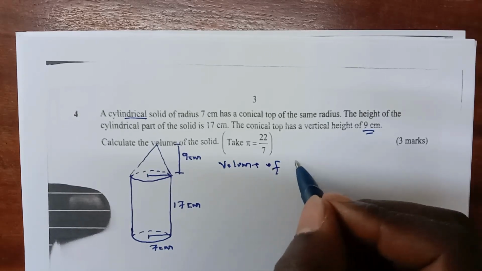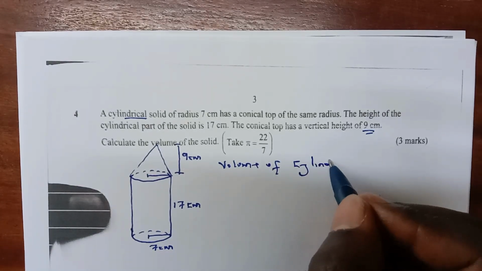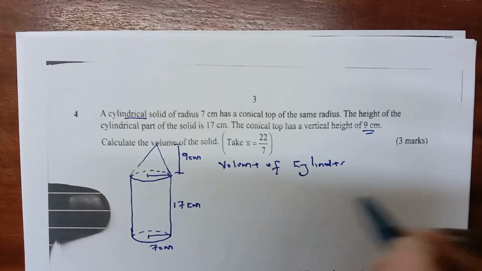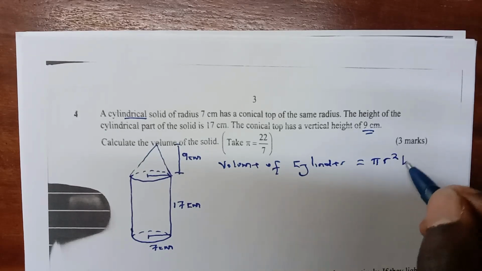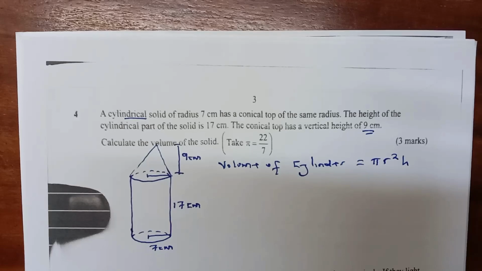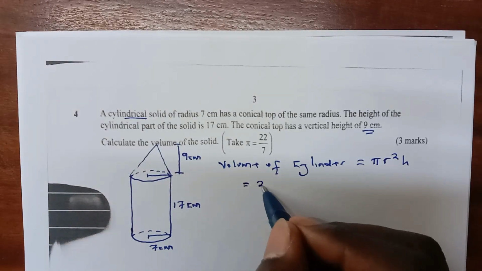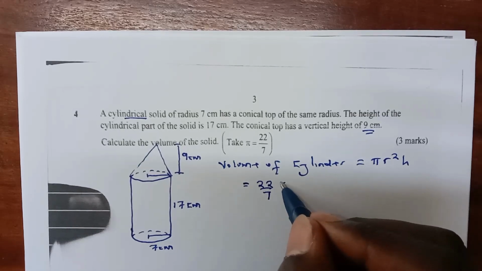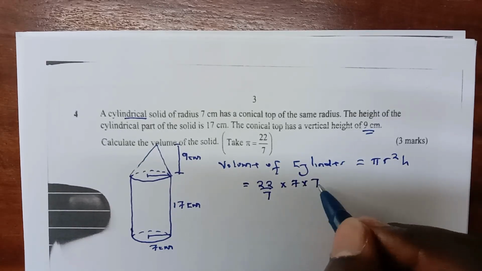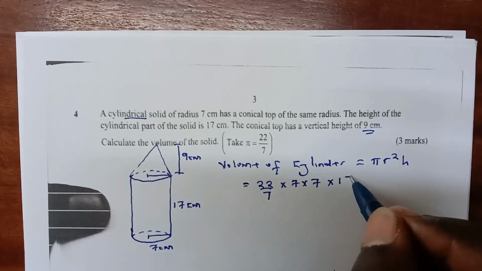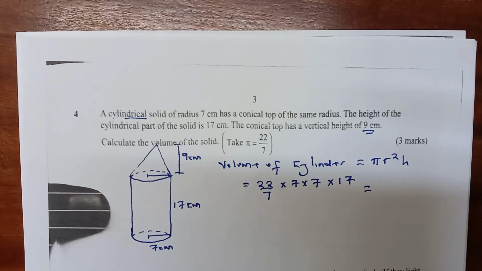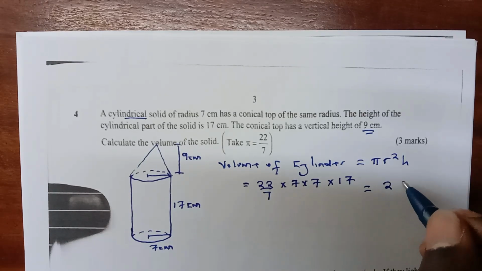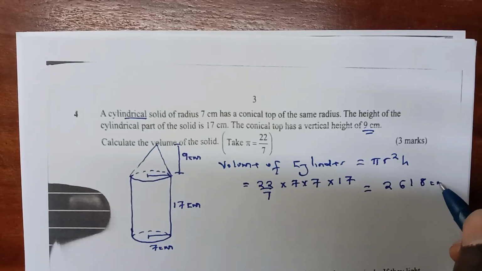Calculate the volume of the cylinder. We know it is given by pi r squared h, that is pi, radius squared, height. Now, in our case here, our pi is 22/7 multiplied by our radius, which is 7 times 7, then times the height, which is given as 17. Now, a quick inserting of these values in your calculator should give you the value as 2,618 cubic centimeters, because it is volume.